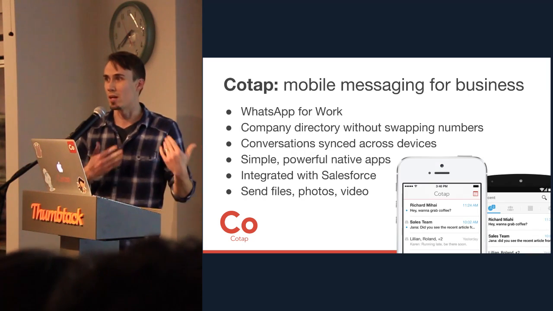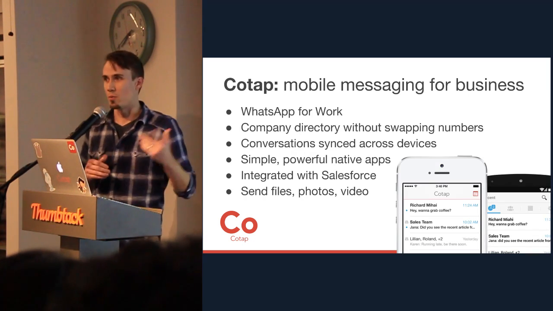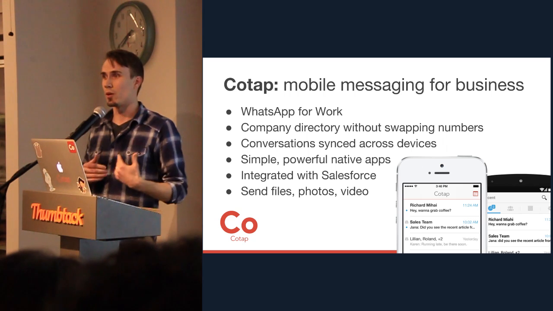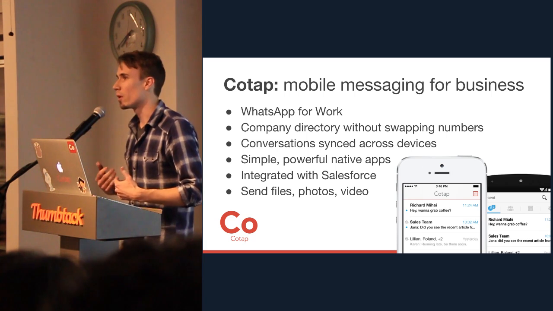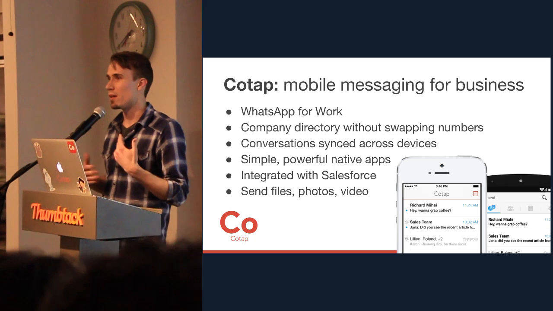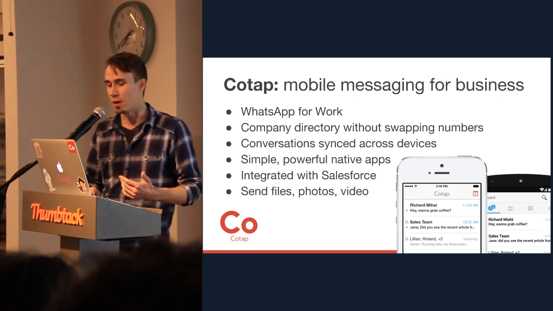Just a quick intro so that my talk makes sense. This is kind of our X for Y. We're WhatsApp for work. We're a messaging app. We help you communicate with your coworkers. And we have functionality that makes it easier to work.